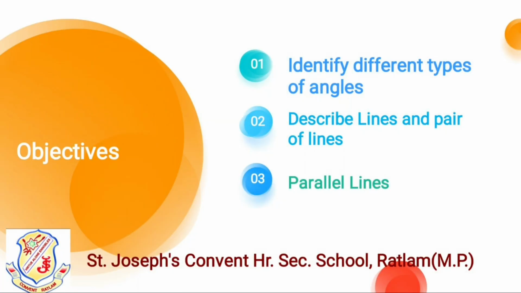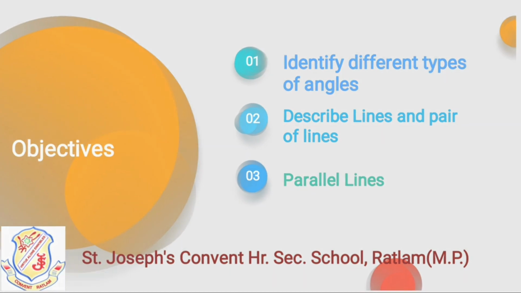Before we start the chapter, we should know the objectives behind learning it. The first objective is to identify different types of angles. You should be able to categorize what type of angle it is. Then you will learn the lines and the pair of lines. It means you will be able to describe what kind of line it is and what the pairs of lines are. Then we will learn the parallel lines. We will identify whether lines are parallel or not, and what the criteria are to find out parallel lines.